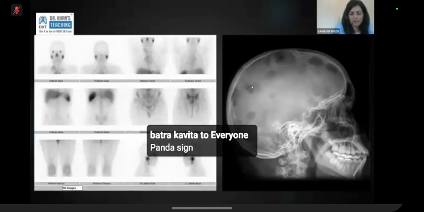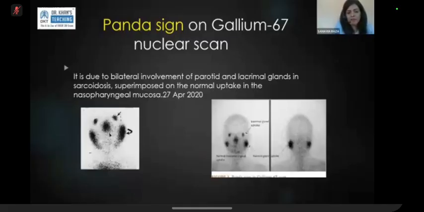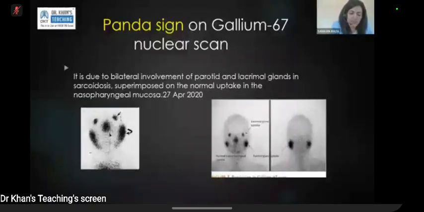Yeah, most of you are absolutely right. This is the panda sign that is seen on the gallium scan. How many of us actually do gallium scans in our day-to-day practice in sarcoidosis? I don't think many of us do it. Again, this is a historical piece of information that is not really practiced very widely, at least in the UK anymore.